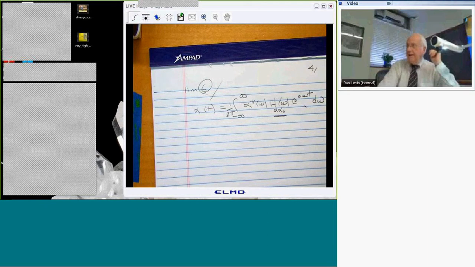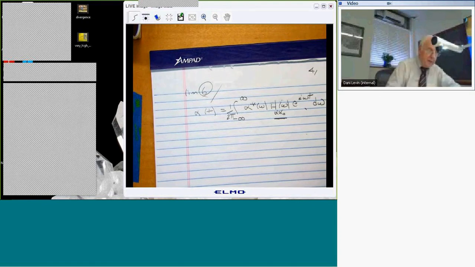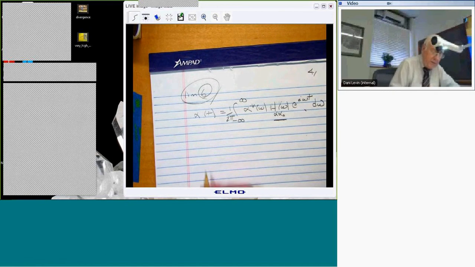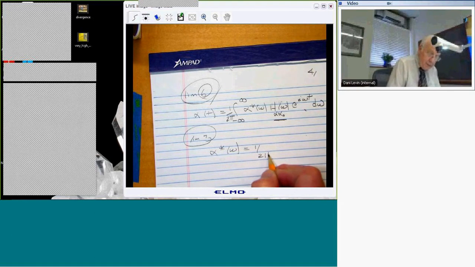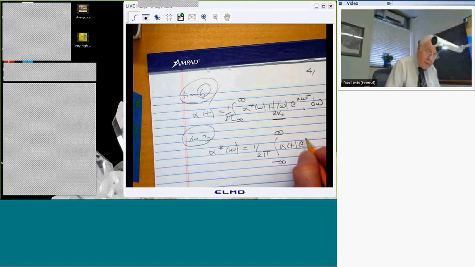Not yet? All right. We're going to press even further then. Okay, this is the limit of 6. Let me remind you of what 7 was. This was alpha star of omega is equal to 1 over 2 pi, the integral from minus infinity to plus infinity of alpha of t e to the minus I omega t dt. Okay?